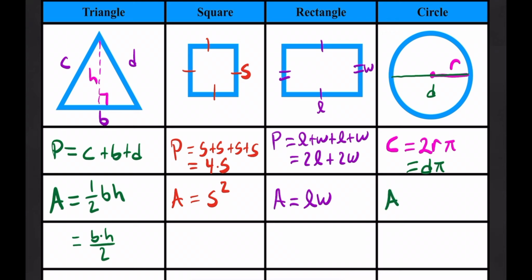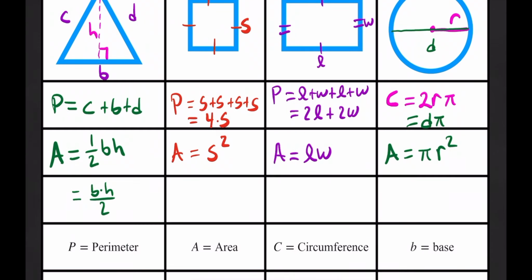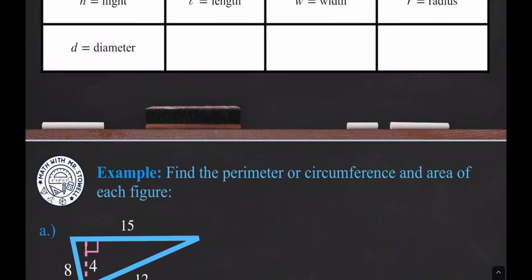The area, we still use area because it's the area within the shaded region, how much space we have. It's going to be pi times the radius squared. So for this one, we do need to know what the radius is for area. But finding the radius, if you have the diameter, is relatively simple. So those are the equations that we're going to use. You guys have seen those before, so you should be fine with what we're going to do next.